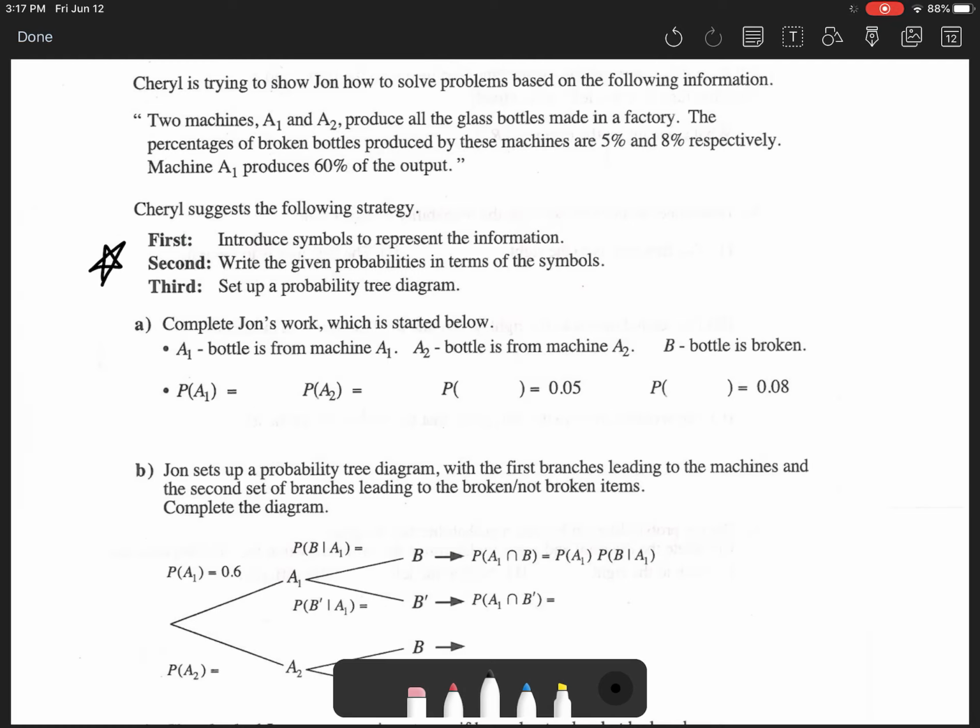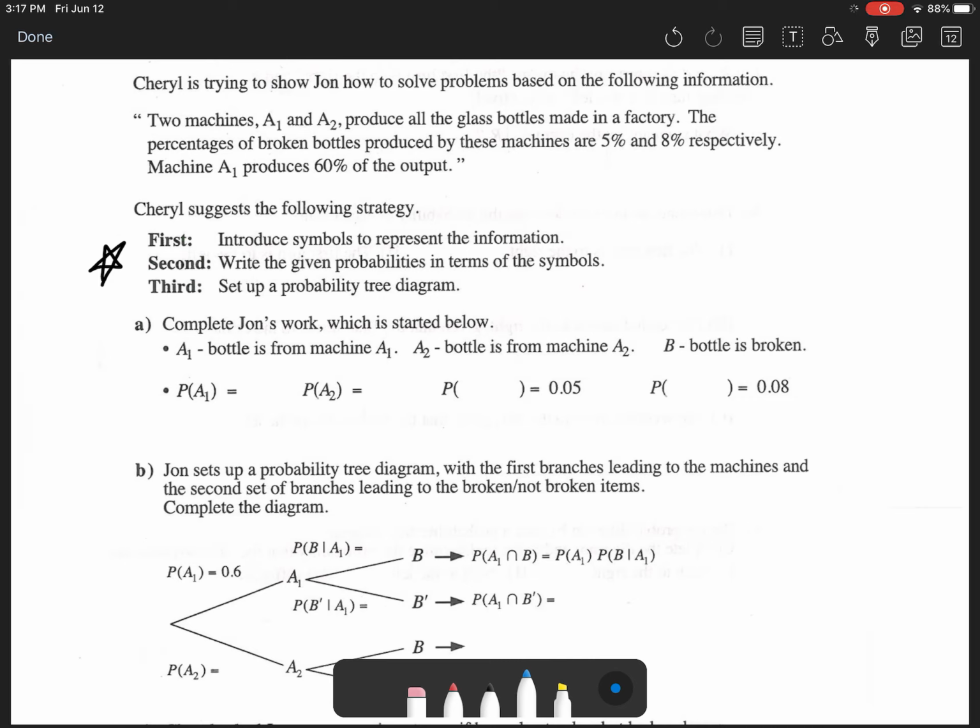So in part A, what we're going to do is complete John's work, which is started below. They give me the symbols that we're talking about. A1 is going to be a bottle from A1, A2 is going to be a bottle from A2, and B is going to stand for a broken bottle. Those are going to be the variables or letters we use to notate things in this question.